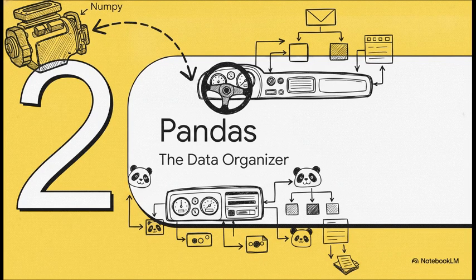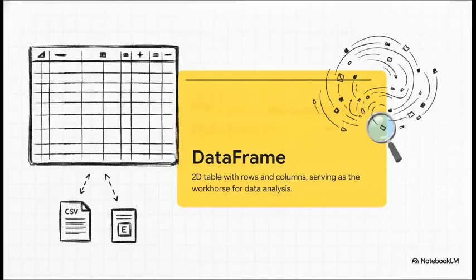Number 2, Pandas, the data organizer. If NumPy is the raw engine of our car, Pandas is the sophisticated steering wheel and dashboard sitting right on top of it. This is your ultimate workhorse for data analysis. You are going to hear the term data frame constantly in the Python world, so let's quickly demystify that jargon. A data frame is essentially just a highly supercharged spreadsheet living directly inside your code. It gives you a two-dimensional table with labeled rows and columns, which makes it amazingly intuitive to load, clean, and explore your data, whether that's coming from a CSV file, an Excel workbook, or wherever.